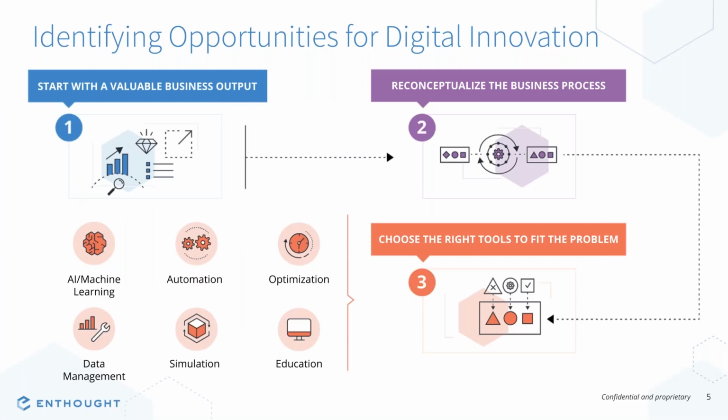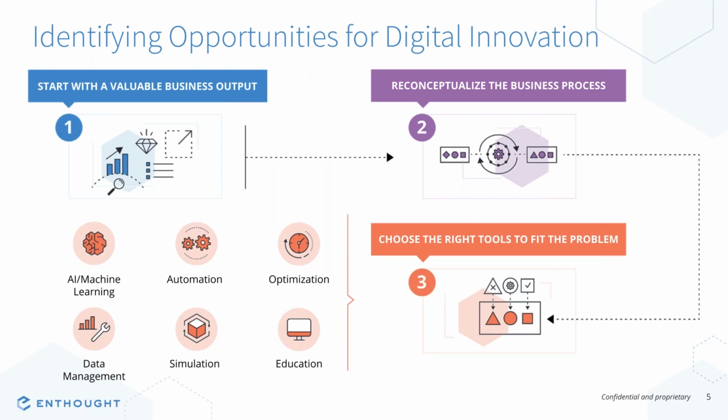So given this lab structure, here's how we at Enthought think of opportunities for digital innovation. First, we start with something that's valuable, something that's already a valuable business output, something you're already doing. We don't recommend getting just a technology in search of a problem because we've seen that fail way too often. Then, given that valuable business output, we try to rethink the workflow, the output, with modern day tools in mind. So the tools come after the workflow, not before the workflow.